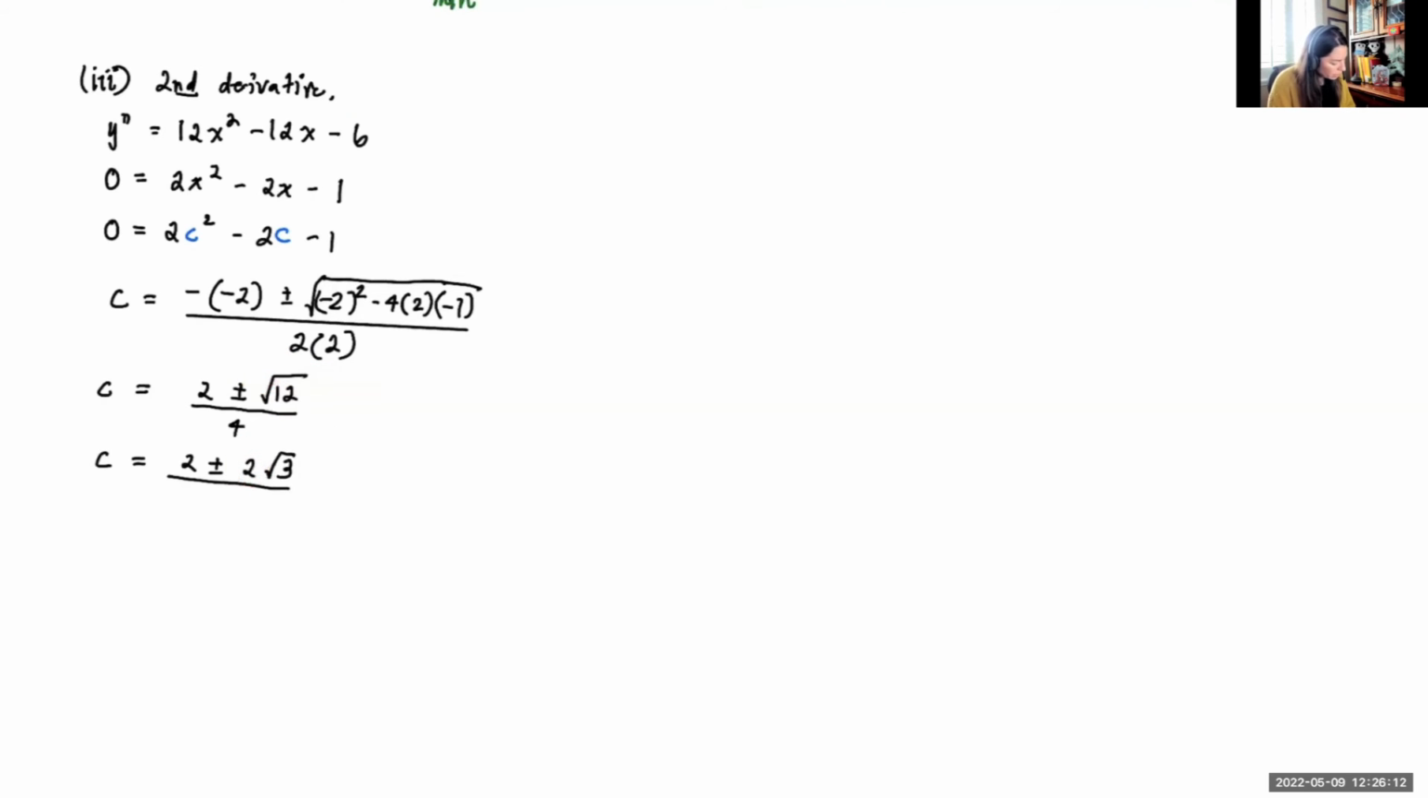And that way, when you get the 4 on the denominator, you can go ahead and reduce out a 2 everywhere. So if you reduce out a 2 everywhere, you get a 1 coefficient here, and a 2 at the bottom. So you'll get 1 plus or minus square root 3 over 2 equals C.